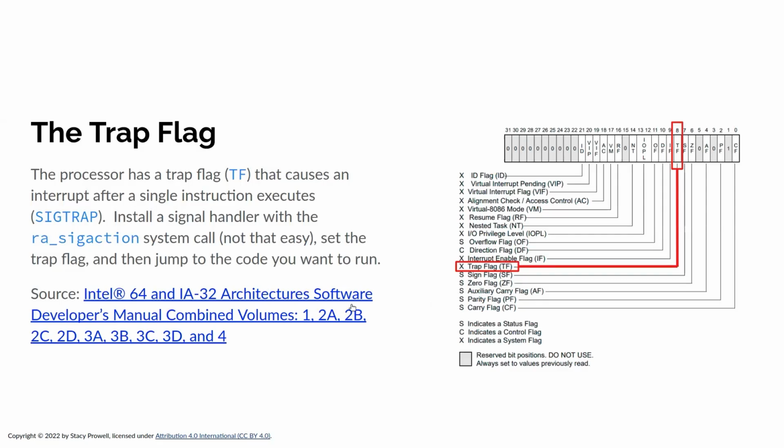I promised you a discussion of the trap flag, and now we're going to get to that. The trap flag lives in the flags register. Here's carry, parity, the adjust flag, which is still there for some reason, the zero flag, the sign flag, and the trap flag right here. The trap flag causes the processor to have an interrupt after a single instruction executes. It's basically a single-stepping mode for the processor. If I set the trap flag and then jump to an instruction, that instruction will execute, and then the processor will immediately halt and call my signal handler with a SIGTRAP.